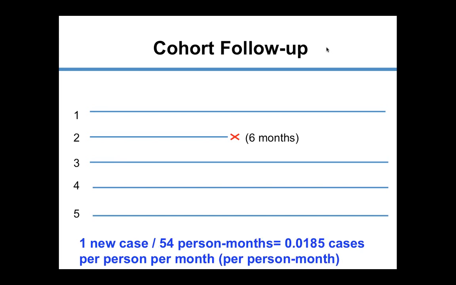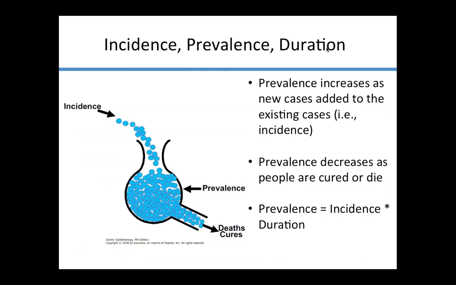So what's the total person time? It's 4 times 12 plus 6, or 54 months, or 4.5 years. So one new case divided by 4.5 person years is 0.22 cases per person per year. Can we say this in terms of months, person months? Of course we can. One new case in 54 person months is 0.0185 cases per person per month, or per person month. We could do it in person seconds. There'd be no point to it, but we could do it. Or person centuries.